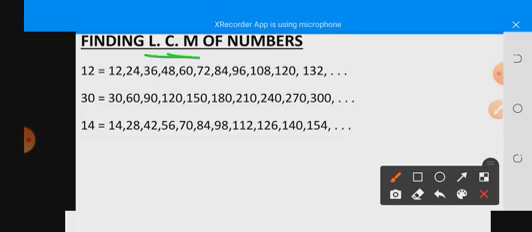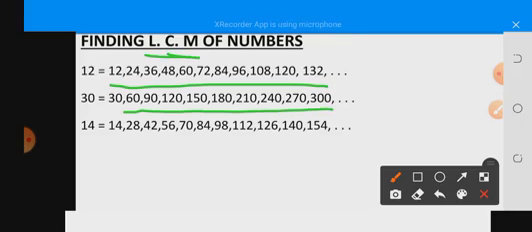We said that multiples are numbers that a particular number will divide without a remainder. For example, the multiples of 12 are all that you have here, because 12 will divide them without a remainder. Likewise, the multiples of 30 will be divided by 30 without a remainder.